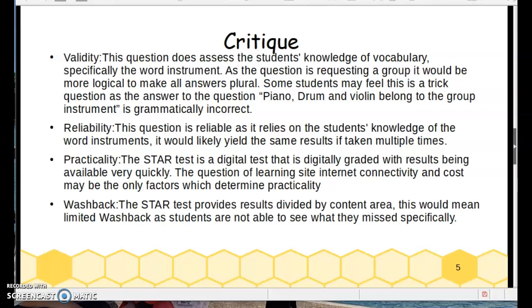Reliability: this question is reliable as it relies on the student's knowledge of the word instruments, and it is a digital test removing possible bias. It would likely yield the same results if taken multiple times.